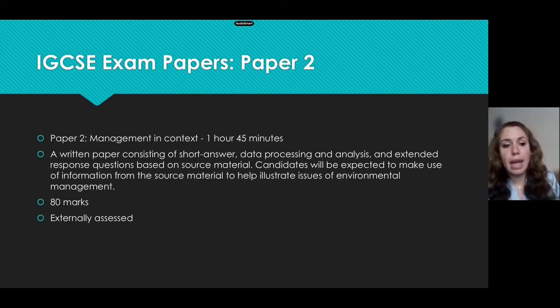Okay, so here what we have is a written paper consisting of short answer, data processing and analysis, as well as extended response questions that are based on source material. Paper 2 also has more graphs, more pie charts, more data analysis, more data processing than paper 1. Okay, so this is why I use the term critical thinking skills, because it is not really a straightforward paper. Okay, you need to be able to think outside the box, as they say. You will be expected to make use of the information from the source material in order to help illustrate issues of environmental management. This paper is also 80 marks and it is externally assessed.